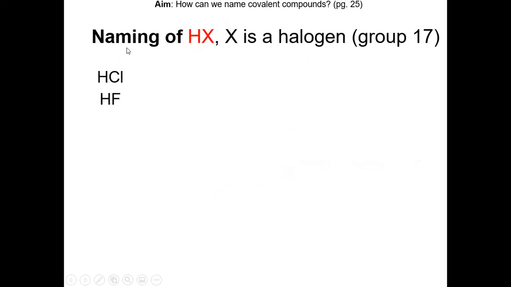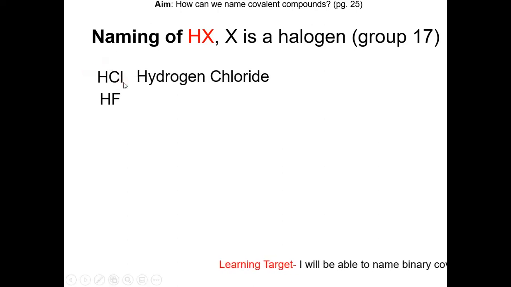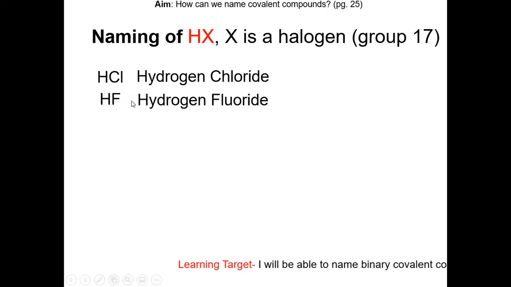For naming covalent compounds with a formula HX, in which H is hydrogen and X is a halogen, which is an element in group 17, so fluorine, chlorine, bromine, iodine, you do not add any prefixes to either hydrogen or the halogen. For example, HCl is hydrogen chloride, HF is hydrogen fluoride.